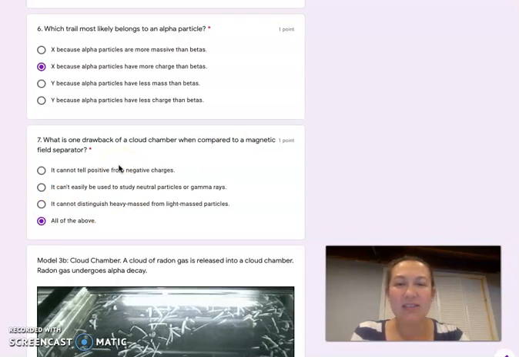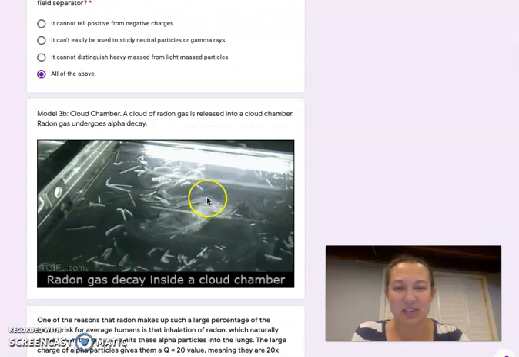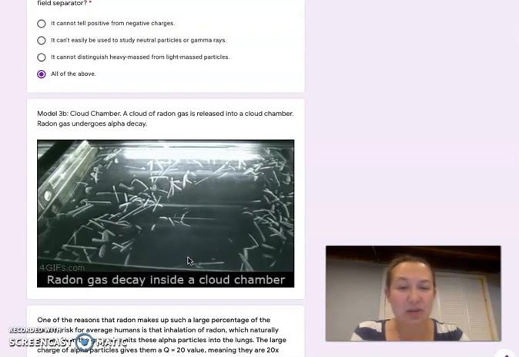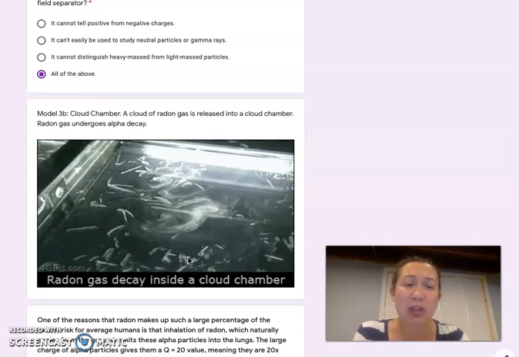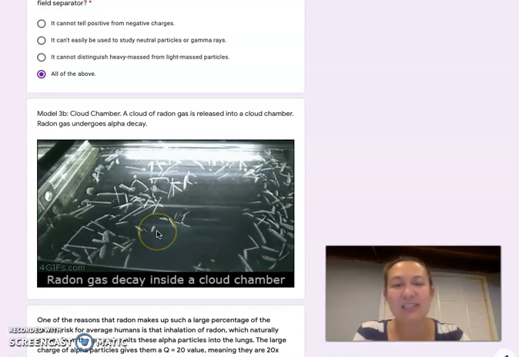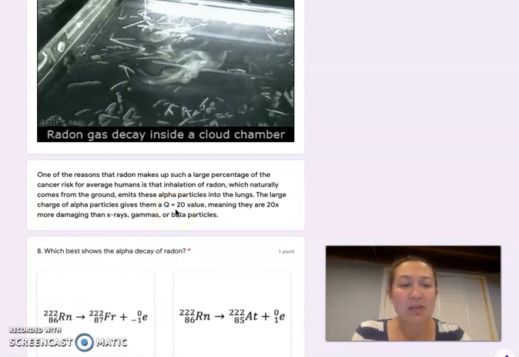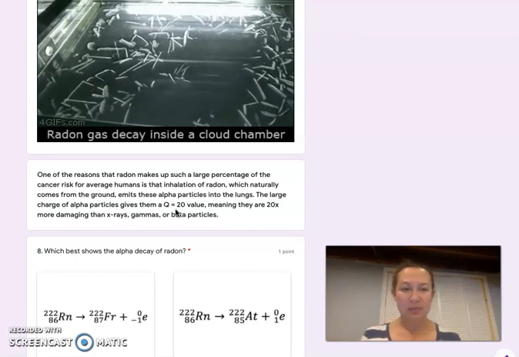We can't tell positive from negative in a cloud chamber. If you check out this cloud chamber, which is kind of cool, we can see that there are charged particles going through, but we can't tell how massive they are. We can only tell how charged they are, where alphas are the thicker clouds because they have more charge than betas. Now remember that because they have more charge, alphas are more dangerous to people.